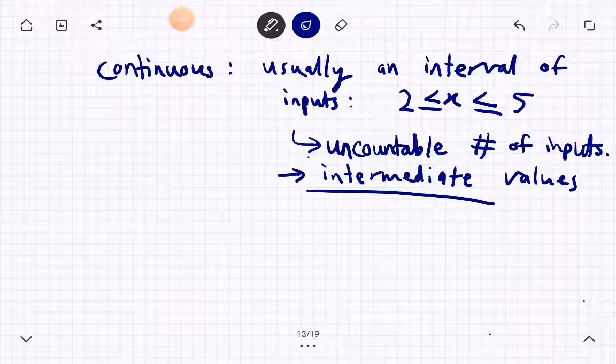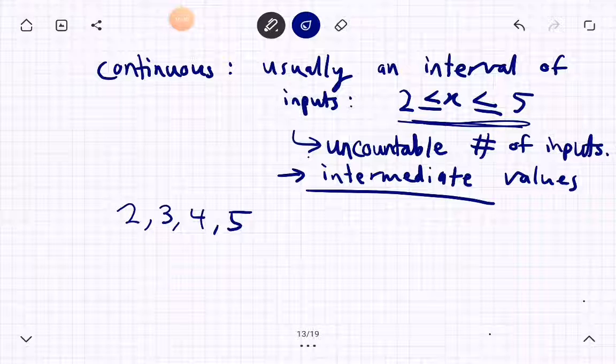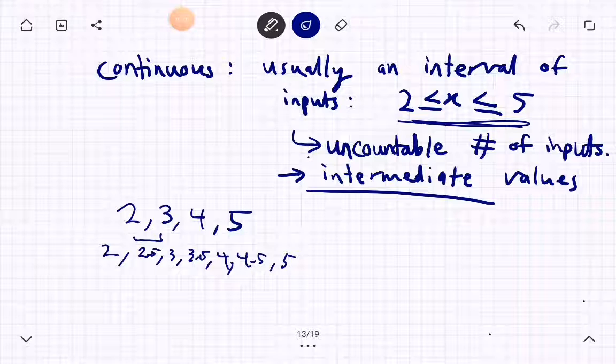The word intermediate here comes from the fact that, let's take a simple way of dividing this interval. It's numbers between 2 to 5. So maybe let's take the integers. So we have 2, 3, 4, 5. We have 4 integers, but we can break this into smaller groups, right? Like 2 and 3, we have 2.5 in the middle. So there's 2, 2.5, 3, then 3.5, 4, then 4.5, then 5.